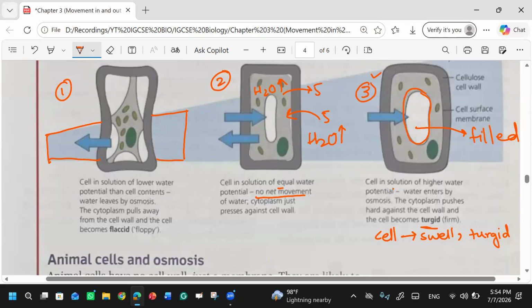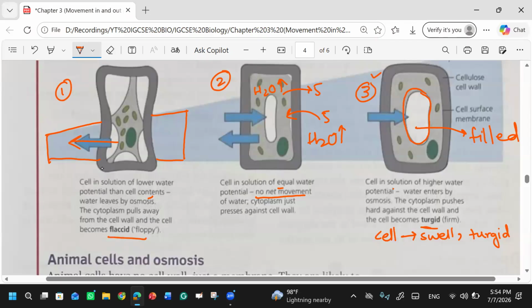Why will water come inside? They are saying surrounding water potential is low. Then it will go outside. Yes, cell in solution of lower water potential than the cell content. Clear? And water leaves by osmosis. It's good. The cytoplasm pulls away from the cell wall and the cell becomes flaccid.